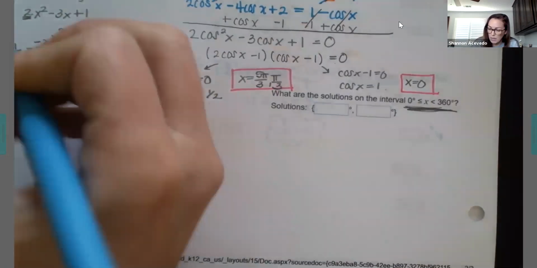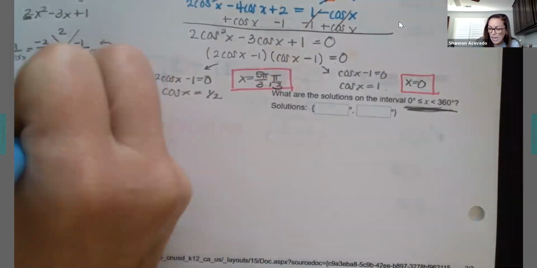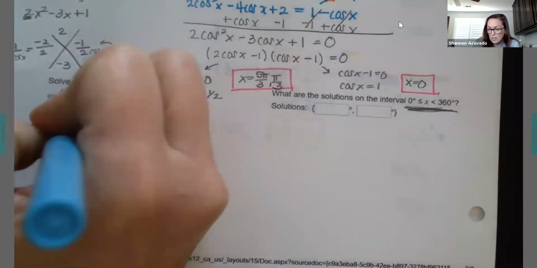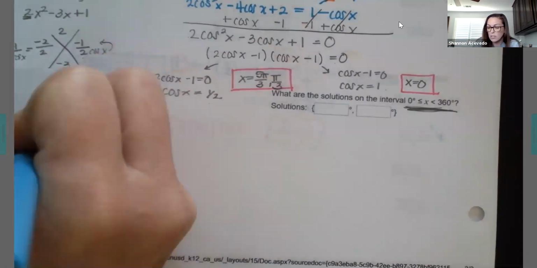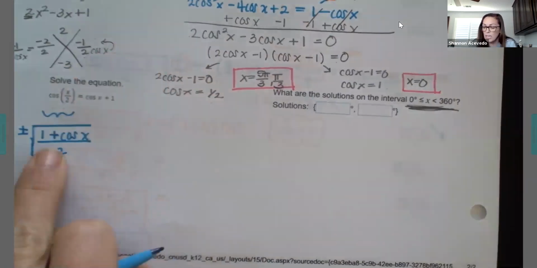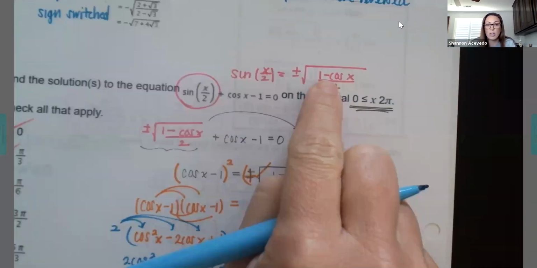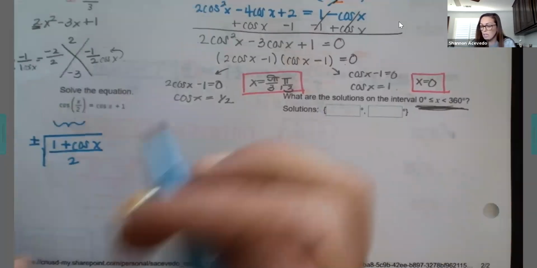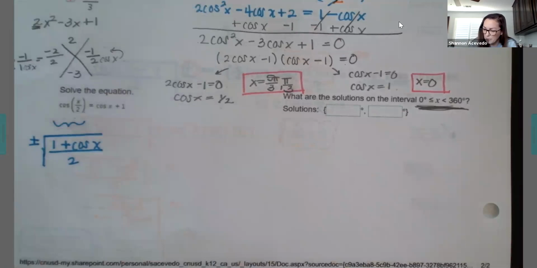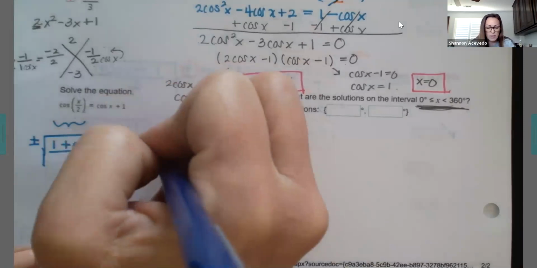For cosine of x over 2, it's going to be plus or minus the square root of 1 plus cosine of x all over 2. So the difference between sine and cosine is this sign right here. When it's sine of x over 2, it's a minus. When it's cosine, it's a plus. That's the only difference. So that's going to be equal to cosine of x plus 1.